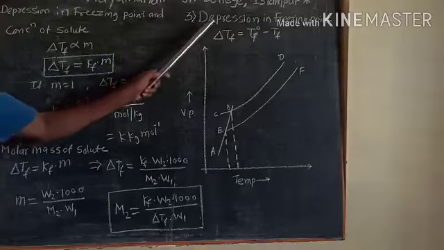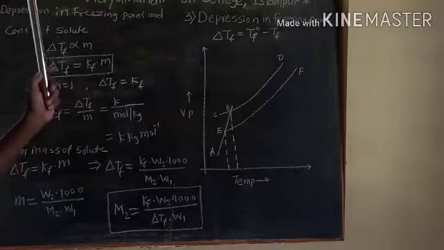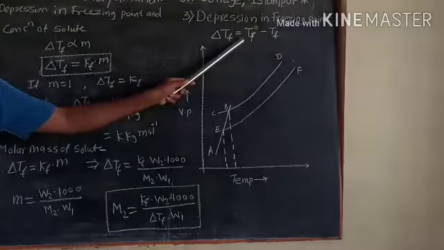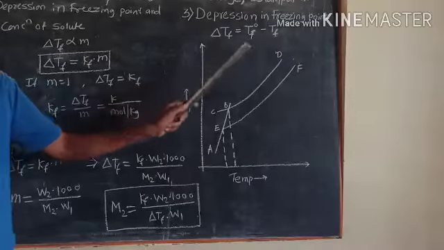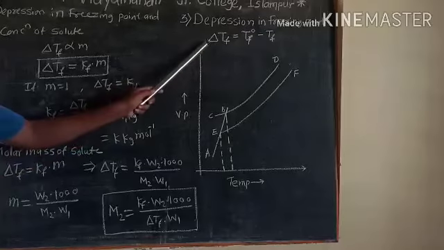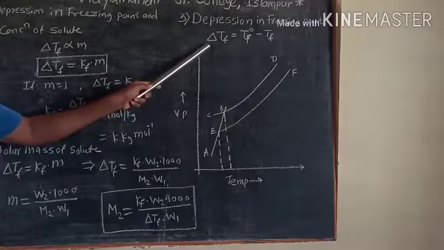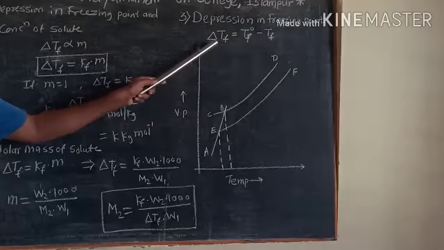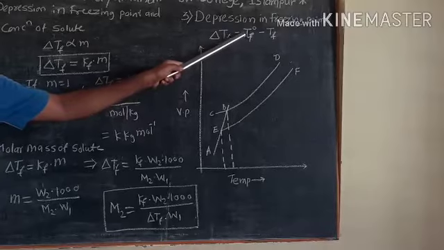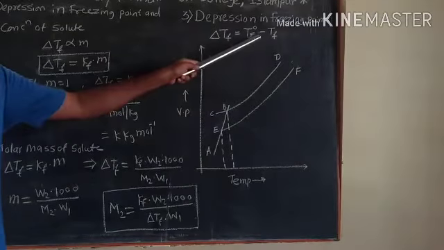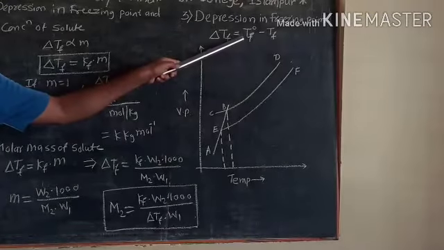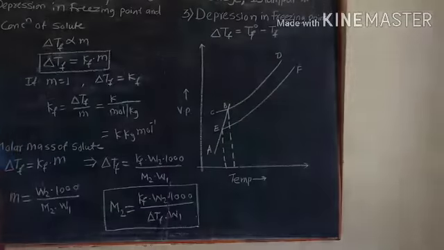Then depression in freezing point is the difference between the freezing point of the pure solvent and that of the solution. It is denoted by delta Tf. Delta means difference, T for temperature, f for freezing point. Delta Tf, the depression in freezing point, is equal to Tf0 minus Tf. Tf0 indicates the freezing point of the pure solvent and Tf that of the solution.